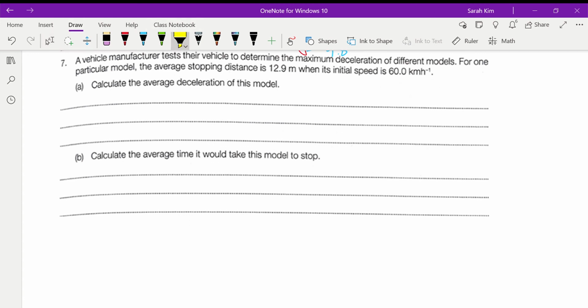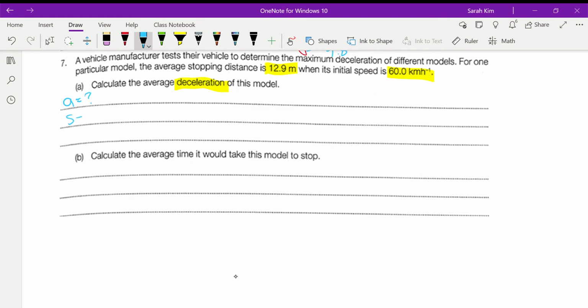Alright, a vehicle manufacturer tests their vehicle to determine the maximum deceleration of different models. For one particular model, the average stopping distance was 12.9 meters when its initial speed was 60 kilometers per hour. Calculate the average deceleration of this model. Alright, cool. So my A is what I'm trying to find.